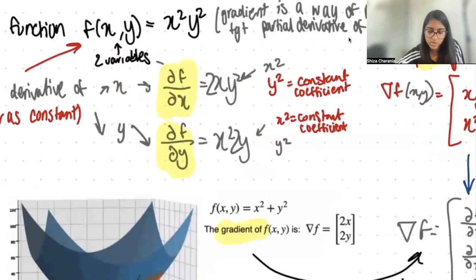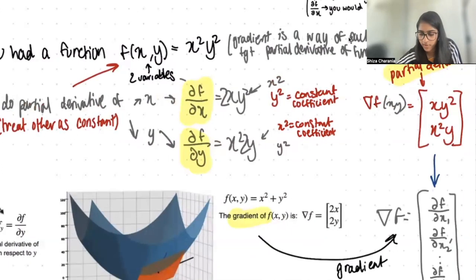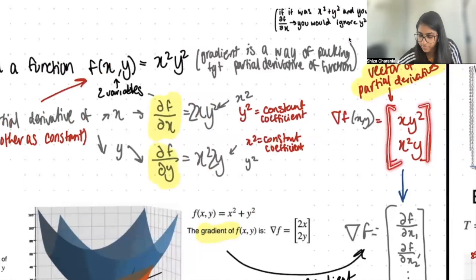But because we have two of these, since there were two variables, what we want to do is place this into a gradient. A gradient is just a way of putting together partial derivatives of a function into a vector like this. So this is what the vector would look like. This is what the gradient would look like.